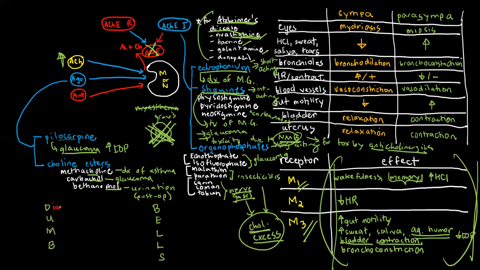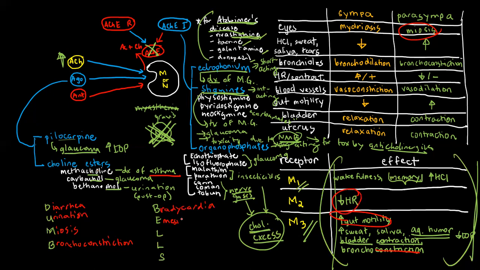D first stands for diarrhea, which is what happens when there's too much gut motility. U is urination, more than normal. M is miosis, though I wasn't able to write it here, it's up here. There are two Bs. One of the two Bs is bronchoconstriction. I already mentioned a while ago that that's not a good thing because if you cause bronchoconstriction, you're forcing asthma. The other B is bradycardia or slow heartbeats, because we get that from M2 activation.